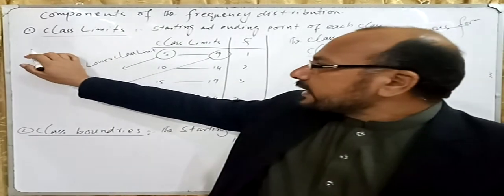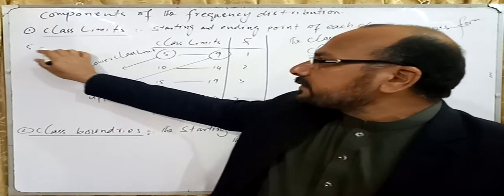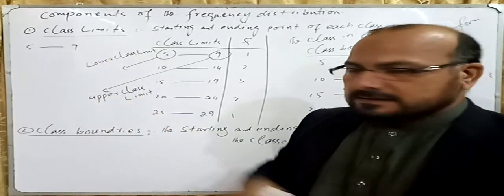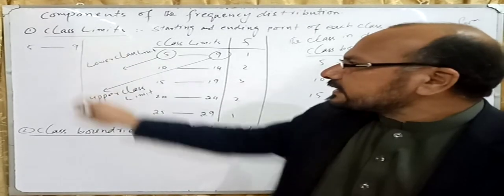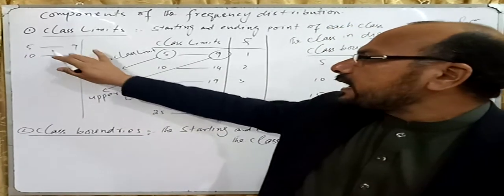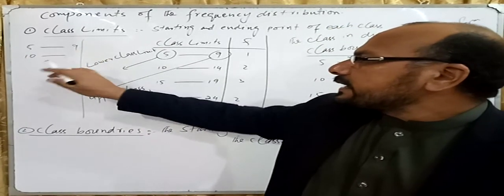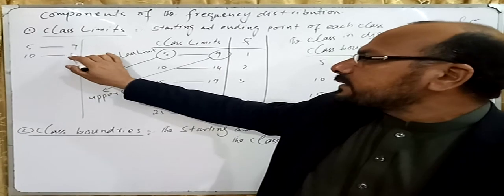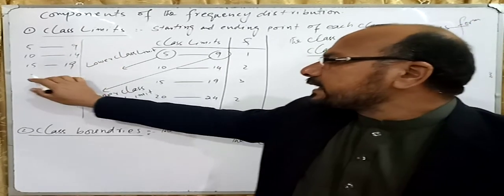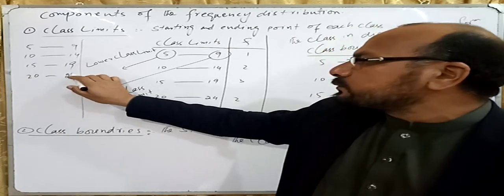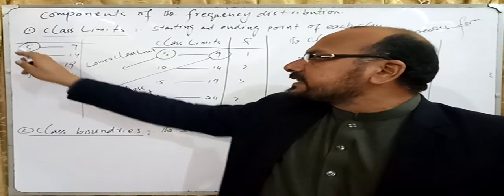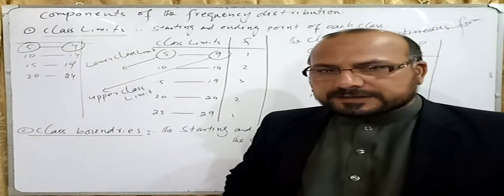Let me tell you. If the class starts from 5 with an equal gap and goes up to 9, this is the first class. Then if we start another class from 10 with equal length up to 14, then 15 up to 19, then 20 up to 24, these are called the class limits. This is the lower class limit and this is the upper class limit.